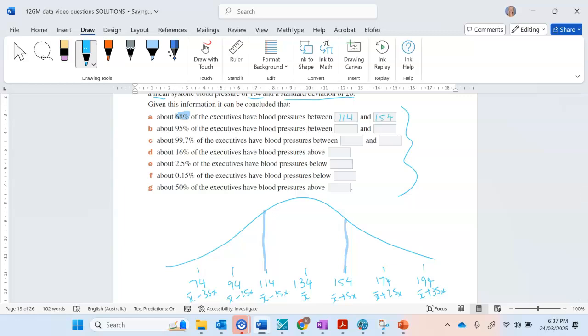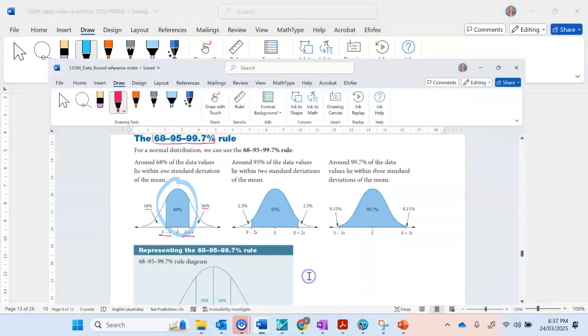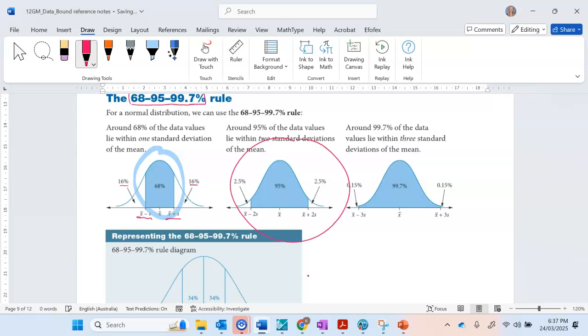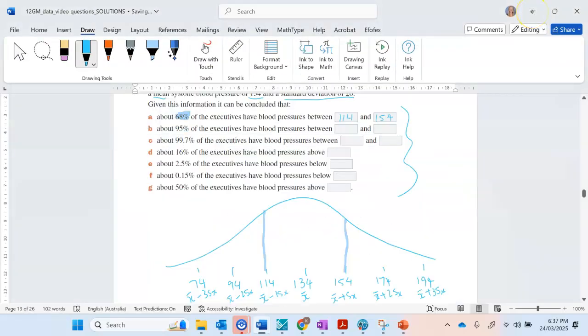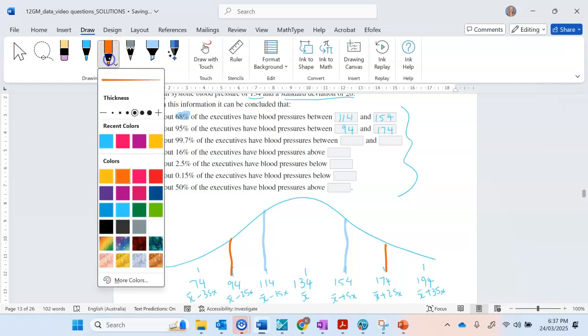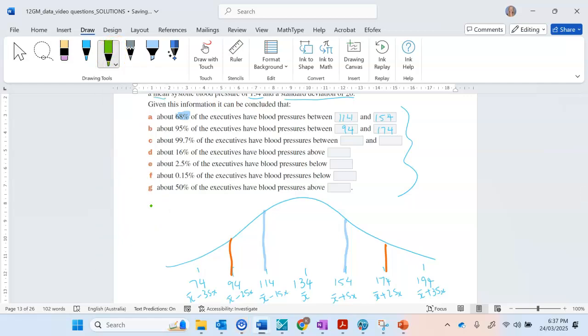All right, 95%, going back to our notes, is this one here. 2 standard deviations either side. So on my diagram, let's choose a different color. We're going from here to here. 2 standard deviations either side. So it's going to be from 94 to 174. And then 99.7 is 3 standard deviations. So let's just do this in a different color. All right, so we're going from there to there. So 74 to 194.